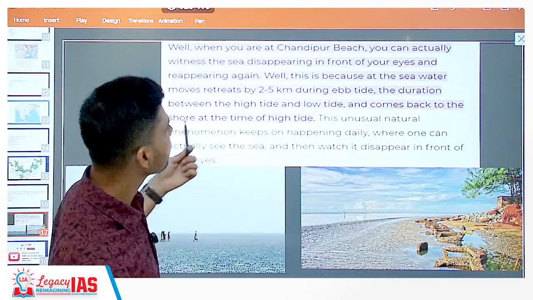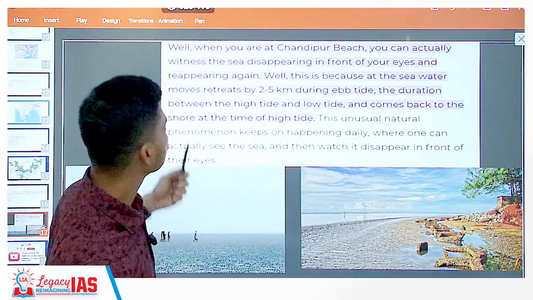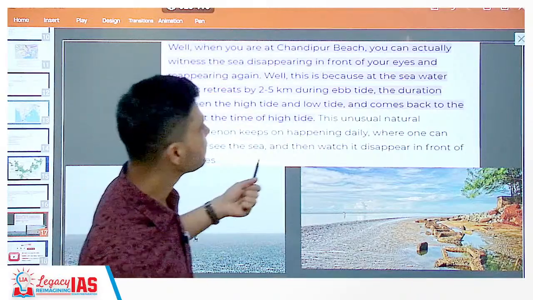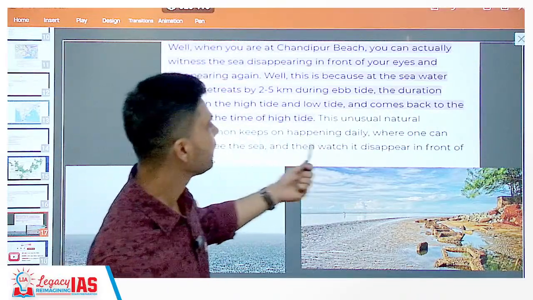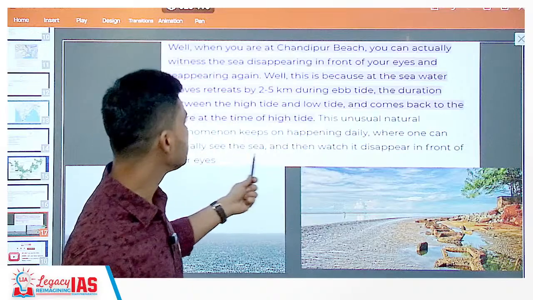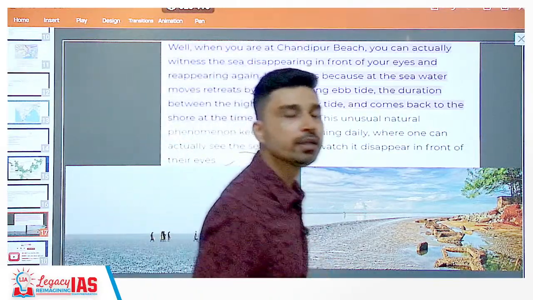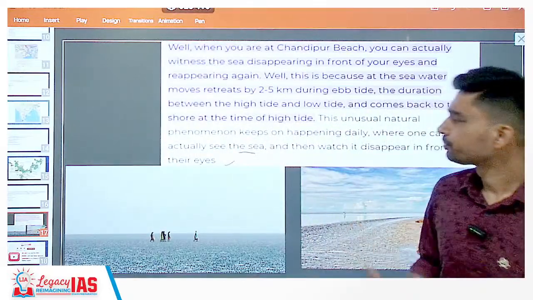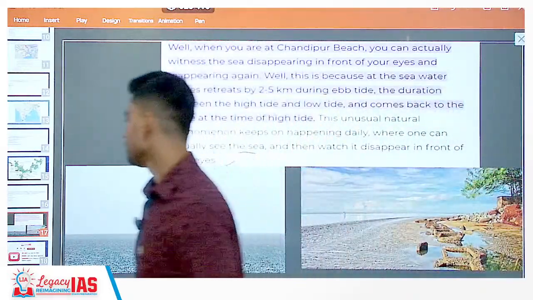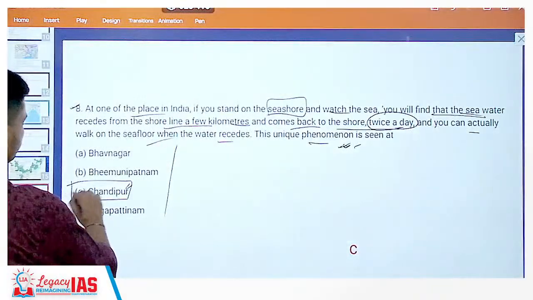The water comes back to the shore at the time of high tide. This unusual natural phenomenon keeps happening daily, where one can actually see the sea and then watch it disappear in front of their eyes. So this is a very, very interesting and unique phenomenon. That is how the question has been asked. So the correct answer is obviously Chandipur.